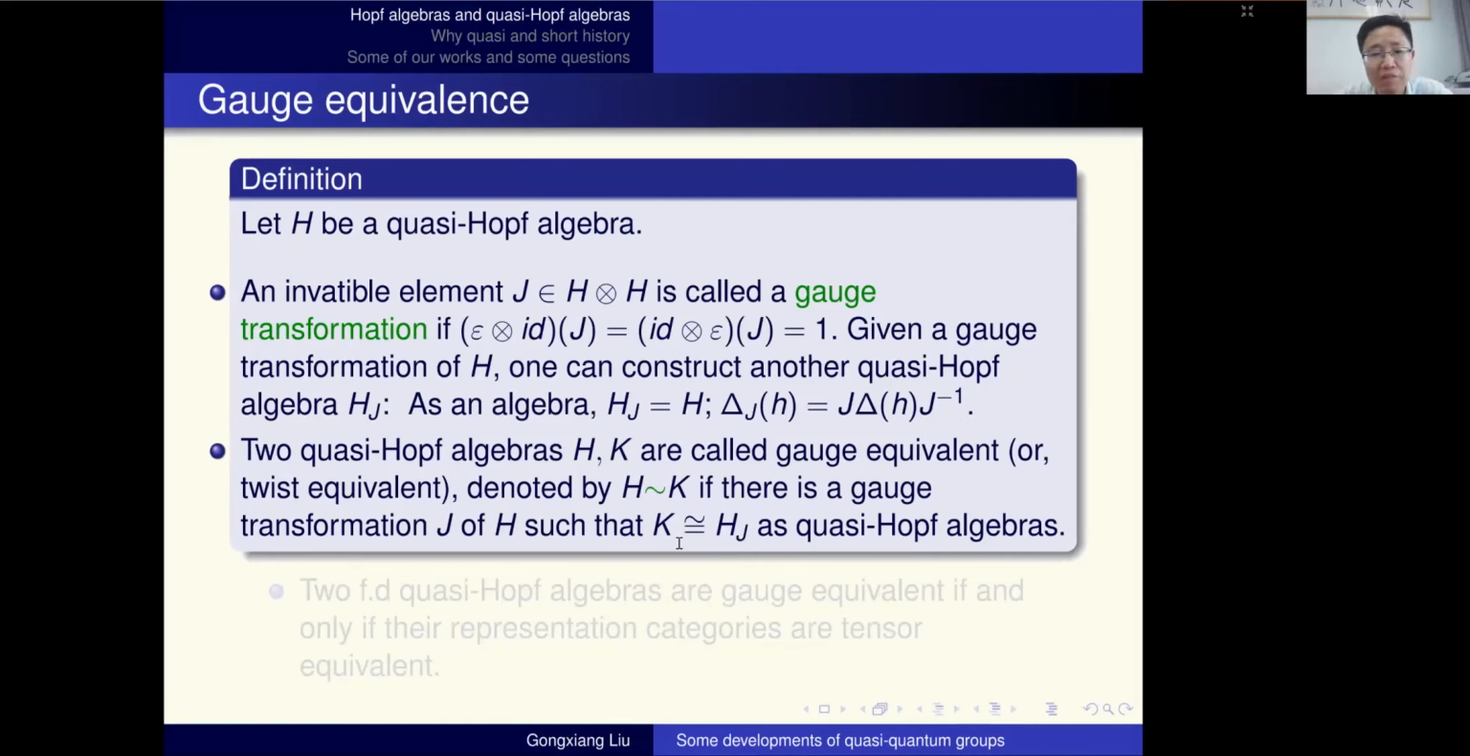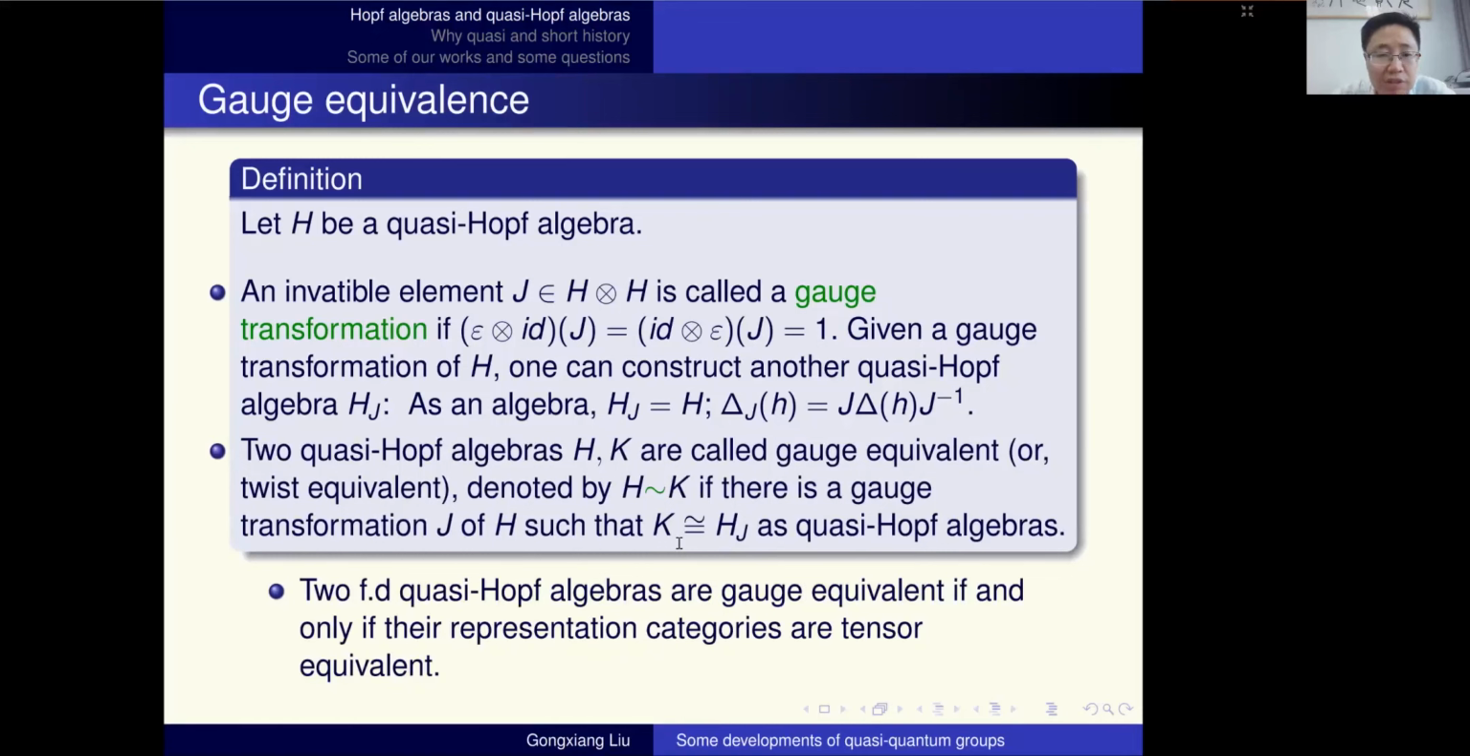Actually, we know very little about the quasi-Hopf algebra. So there's another reason why we need the gauge equivalence. There's a typical result in Hopf algebra or quasi-Hopf algebra: you can prove that two finite-dimensional quasi-Hopf algebras are gauge equivalent if and only if their representation categories are tensor equivalent as tensor categories. So this tells us that to study the gauge equivalence class is equivalent to studying the tensor categories up to tensor equivalence.